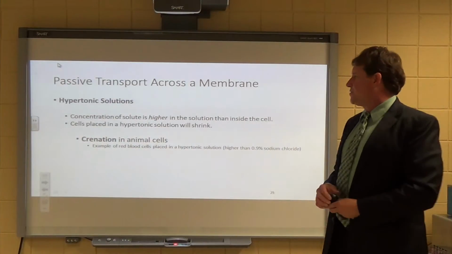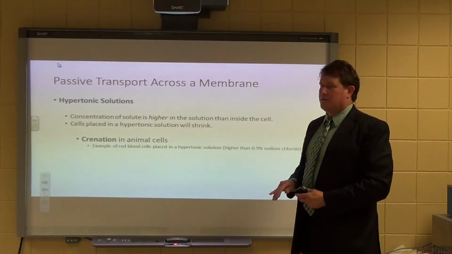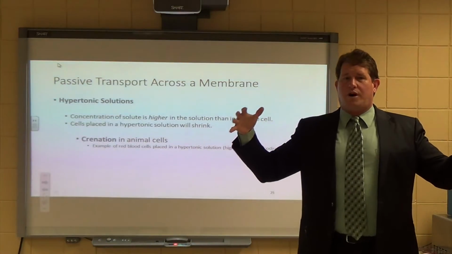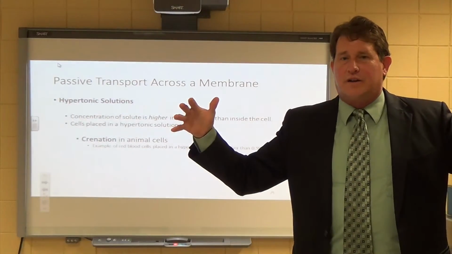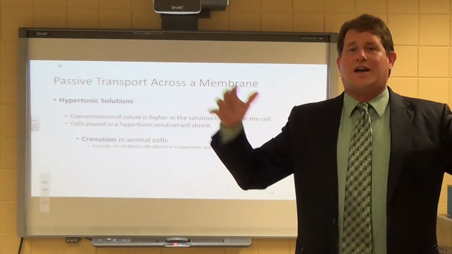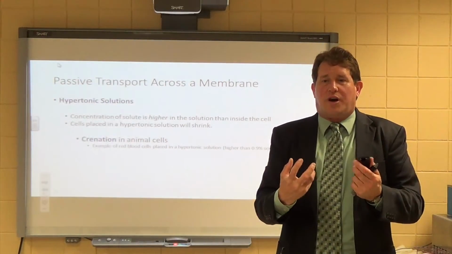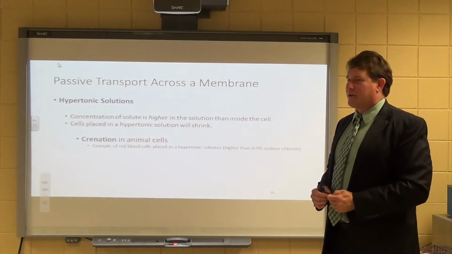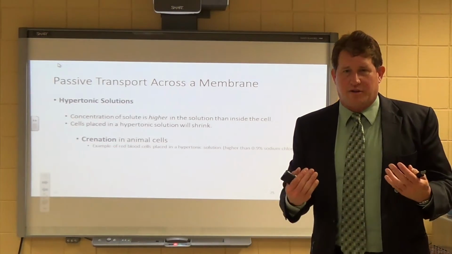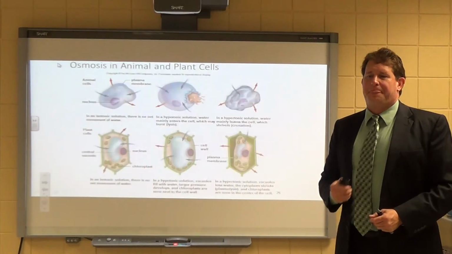In a hypertonic solution, concentration of solute is higher in the solution than inside the cell, right? So now there's more water inside the cell than outside. So the water is going to want to move from in the cell to outside the cell. When it does that, it's going to make the cell shrink up a little bit. This is called crenation in animal cells. And for plants, again, it's what causes plants to wilt. There's less water, so it's not pushing against the sides, making it stand up.